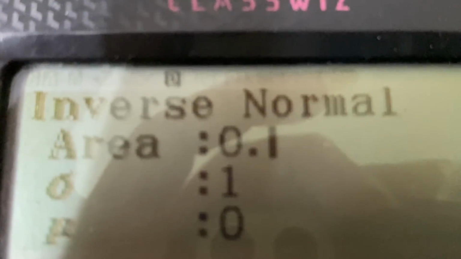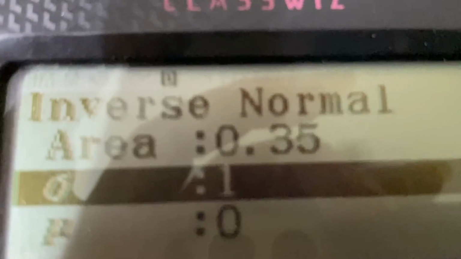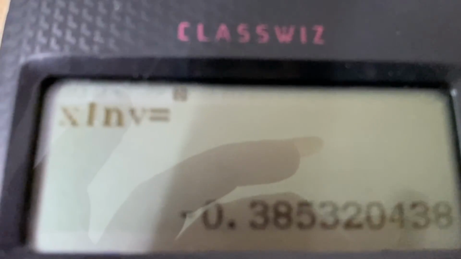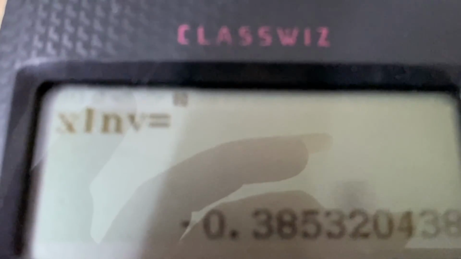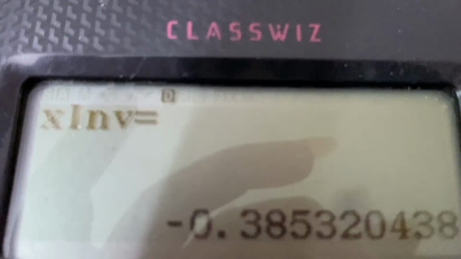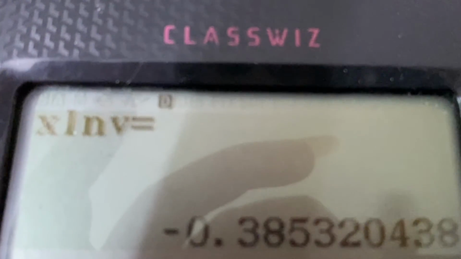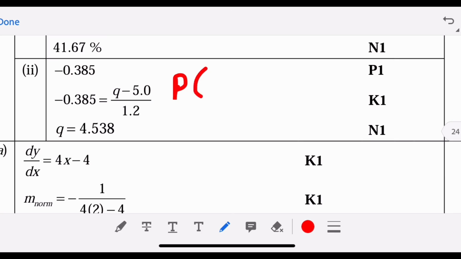So the area is the percentage, actually 0.35, right? It's to the left. So for this calculator, it's shaded to the left. So that is the z-score. See or not, it is negative, right? It is negative 0.3853. Alright, so we will use this z-score to solve the Q. We will take negative 0.3853 times 1.2 plus 5, and the answer for the Q is 4.538.